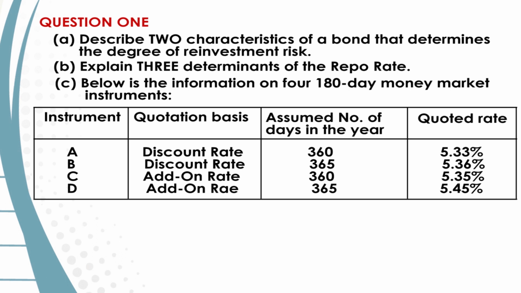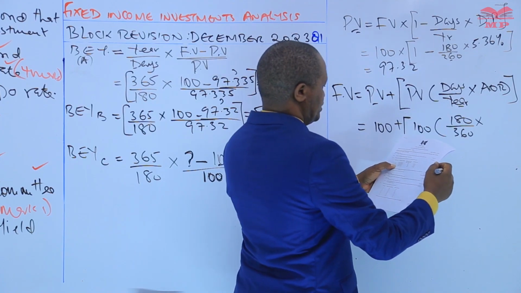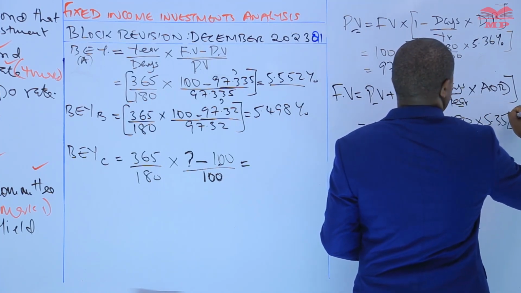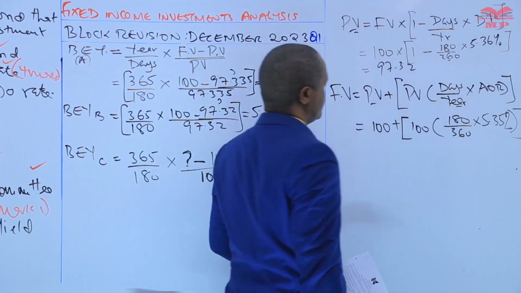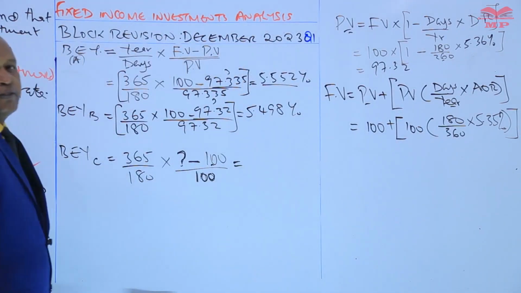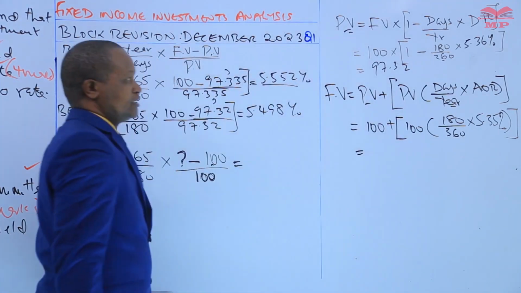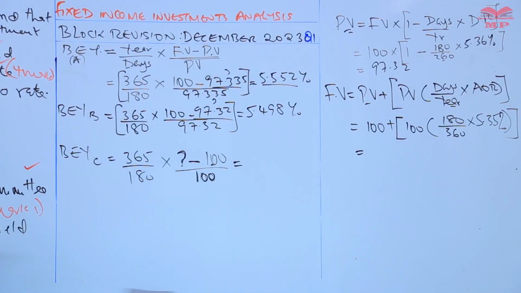All right. So in C, the assumed number of days in the year is 360. So we use 360 times the add-on rate for instrument C, 5.35%. That is how to calculate the future value. Future value for instrument C.